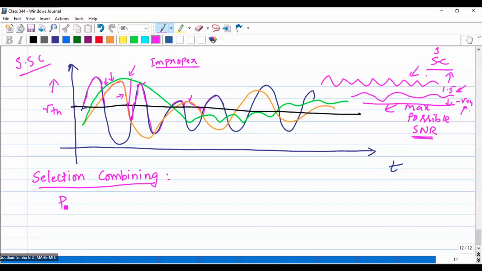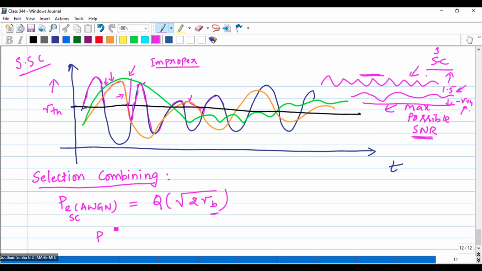Over an AWGN channel, let's say over AWGN channel, because for Rayleigh it will shift again. Probability of error over AWGN channel for selection combining can be written in terms of Q of square root of 2 into gamma B. Now gamma is equal to hi square into gamma bar. Now it is not constant. This gamma B is fluctuating. This is what I mean.